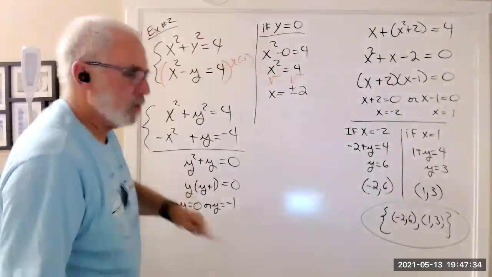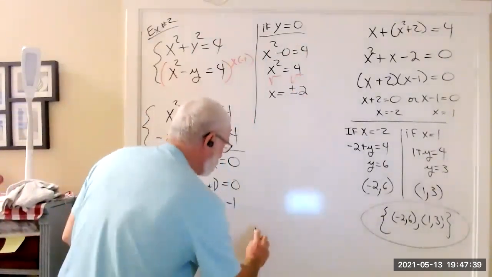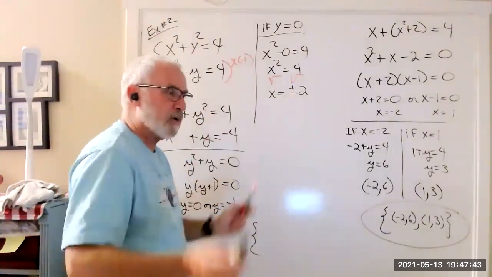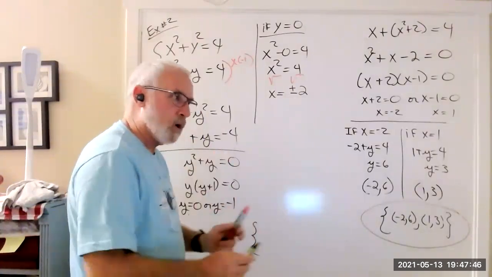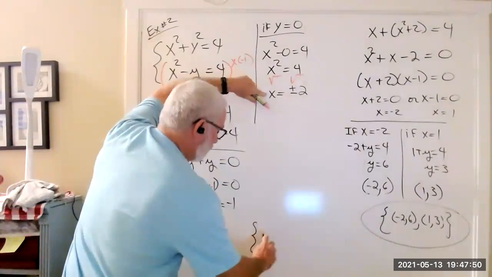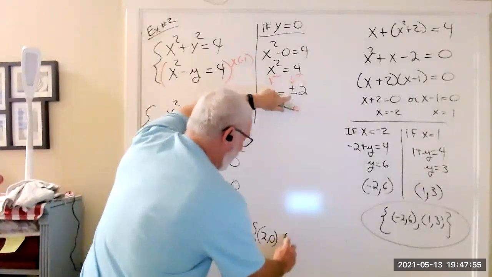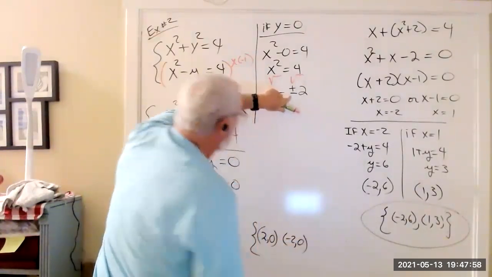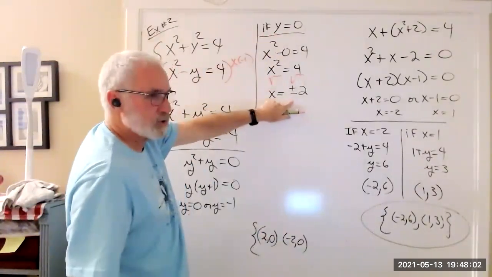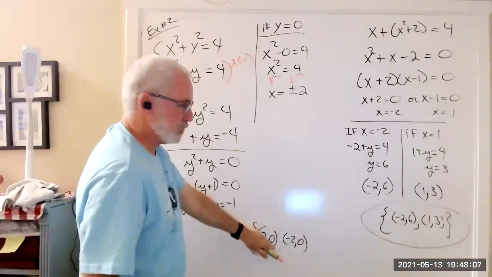In my solution set, remember the solution set is the group of all of your answers. And you put them down once, one big giant group of answers. I could have 2, 0, or I could have -2, 0. Those are two answers. When y was 0, x was those two.